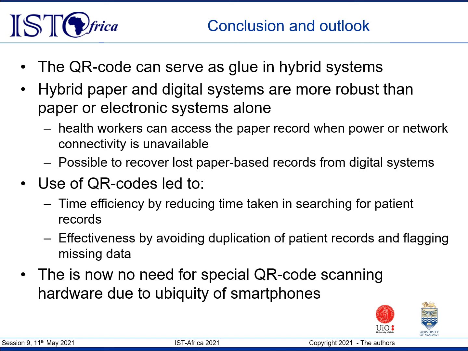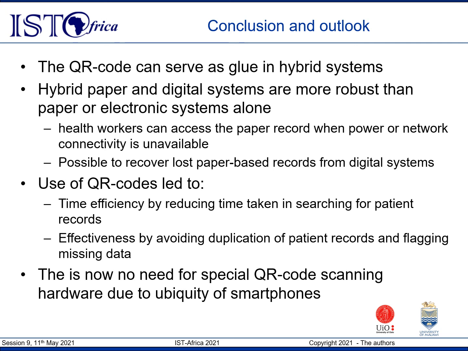And I think by and large, we've also noted that hybrid systems are more robust, as health workers can access the paper record when power and network connectivity are unavailable. It's also possible to recover lost paper-based records from the digital systems. The use of QR codes does lead to time efficiency by reducing the amount of time it takes to find patient records. And also there's the avoidance of the creation of duplicate patient records.